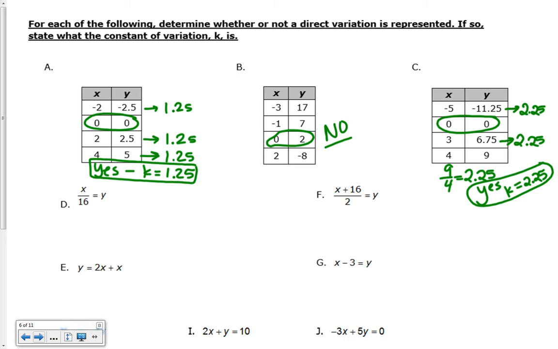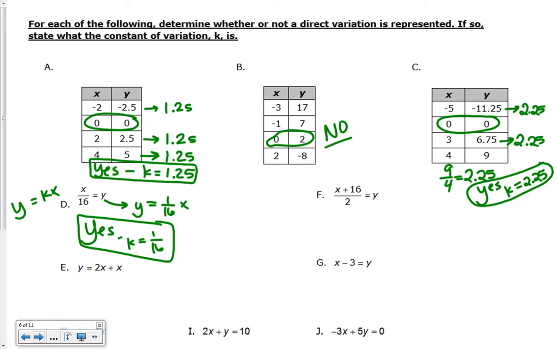Okay? Let's look at these equations. So y equals x over 16. I know that all of my direct variations are supposed to look like y equals kx, right? Well, this we can rewrite as y equals 1/16 x. So yes, this is a direct variation, and k is just 1/16. This next one over here, we've learned that you can split the two up, right? So I could rewrite this as y equals 1/2 x plus 8. Well, it's bad, right? We're supposed to have a y-intercept of 0, 0, and this is clearly a y-intercept of 8.